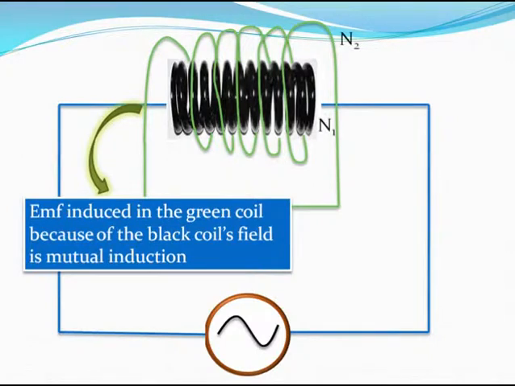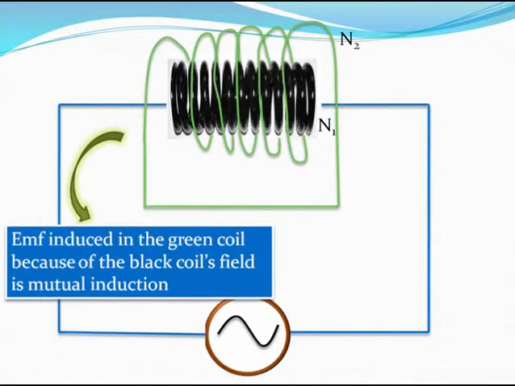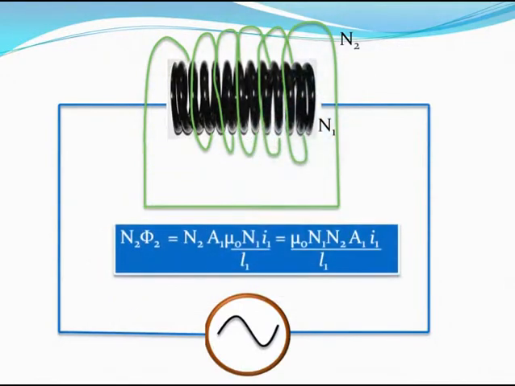Interesting, isn't it? If the inner coil has N1 turns, and if the outer coil has N2 turns, we can actually calculate the net change in flux of the outer coil. The net flux through the outer coil is clearly N2 into phi 2, if N2 is the number of turns in the outer coil. Now again, phi, the flux, is basically mu naught N1 I1 by L1, that is the magnetic field because of the inner coil, into N2 A1.